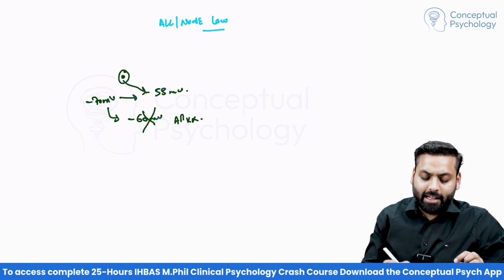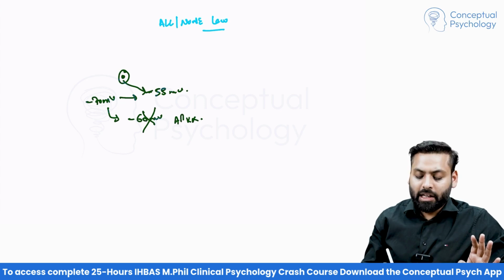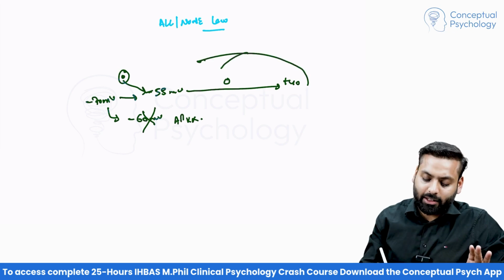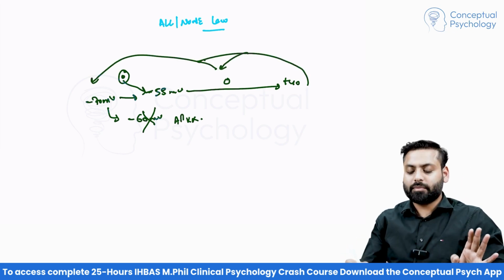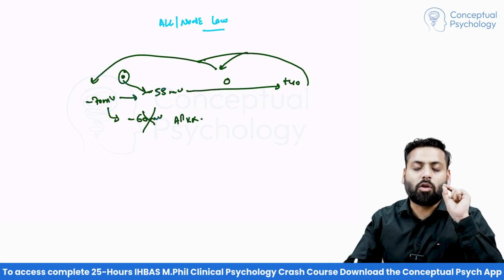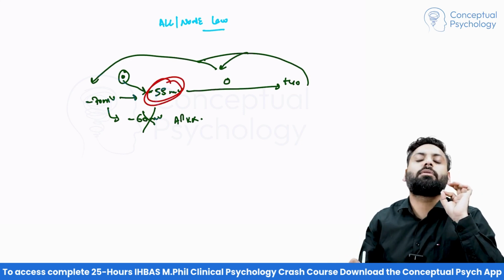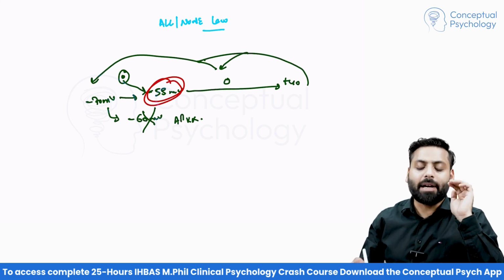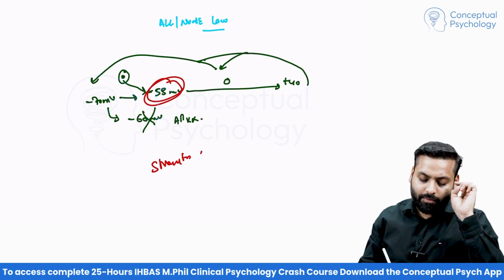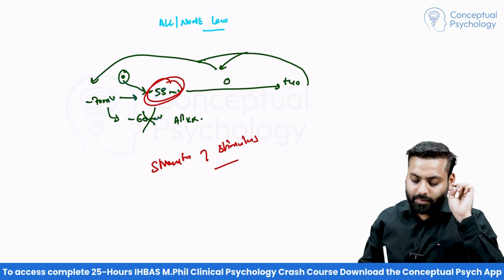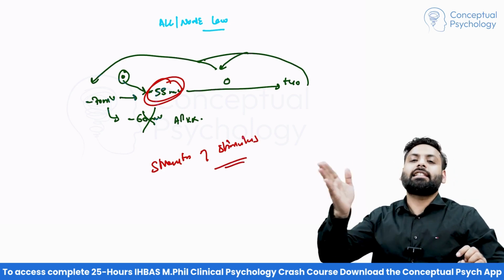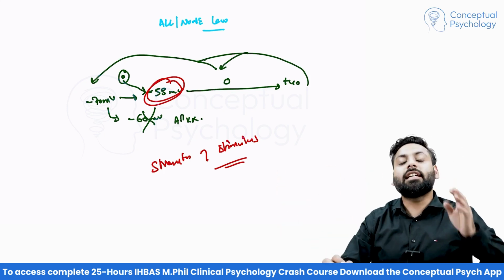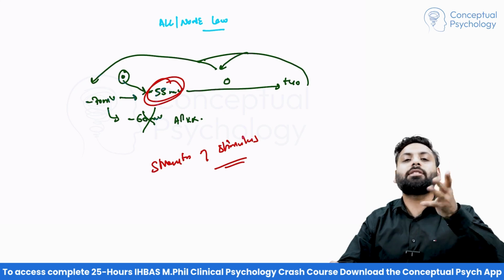But if it takes the nerve to minus 55 millivolt, then the same cycle will be repeated: 0, plus 40, again back to 0 and minus 70. So the stimulus should be strong enough to take the nerve to the threshold point, minus 55. Okay. So it says that the strength of the stimulus is not important. It is like I slap someone one time, or I slap someone 10 times. The strength with which I slap is not important.